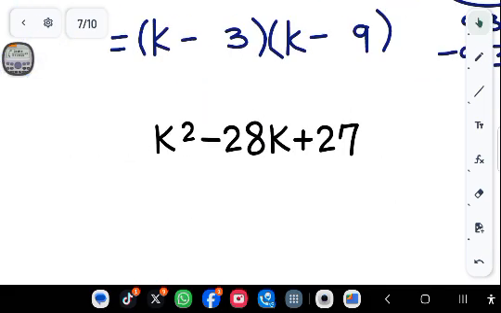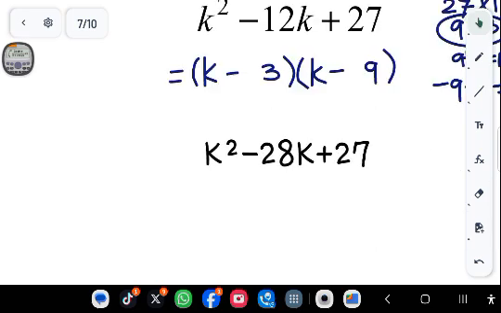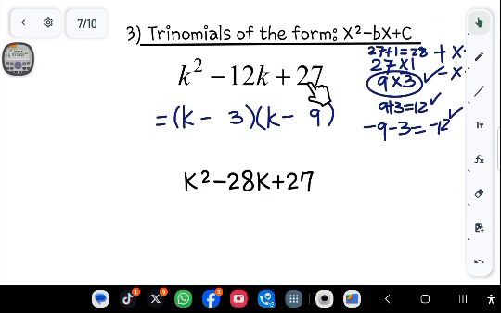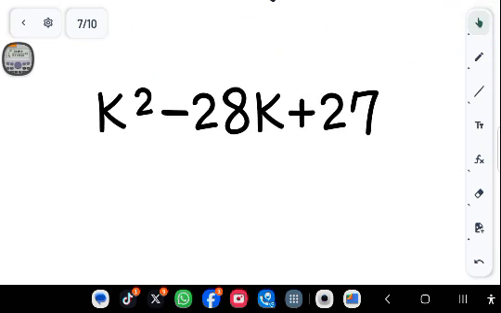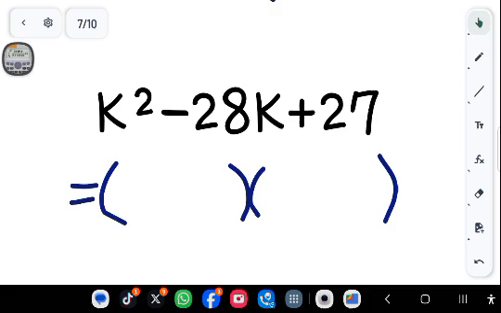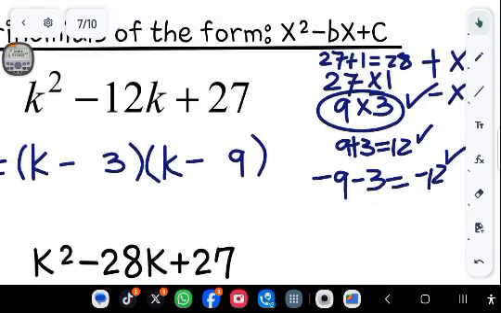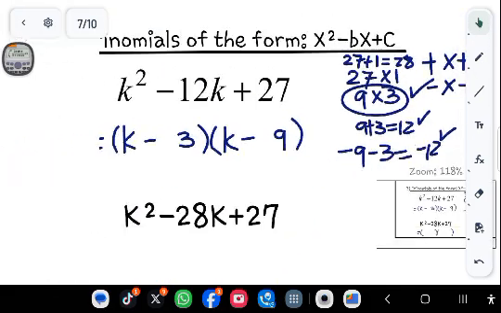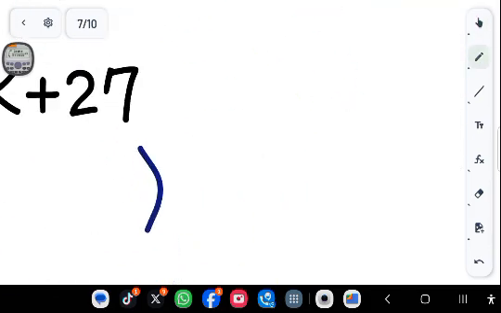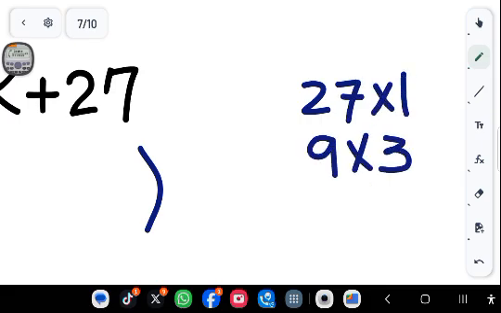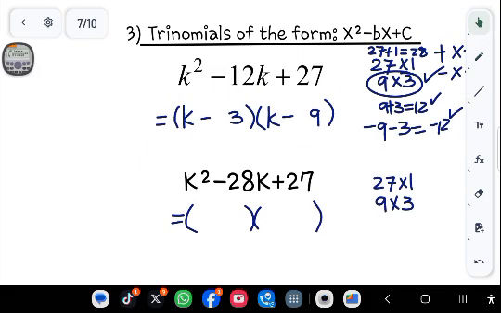Same story over here. Well, different story over here. Notice that you still have a plus 27, right? But you have a negative 28 in the middle. The factor pair combinations for 27 haven't changed. It's 27 and 1 and 9 times 3. 27 times 1, 9 times 3. Which one then do we choose?